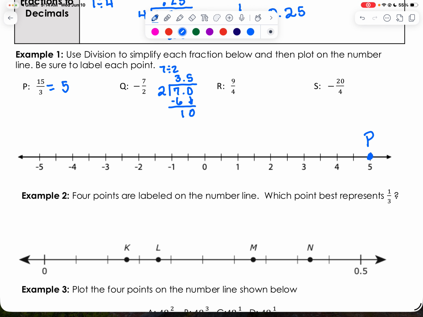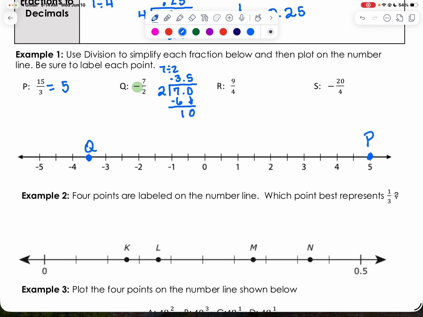Now, here is the time that you're going to think about this negative. So I'm going to put the negative on there. Negative 7 over 2 is the same thing as negative 3.5. So when I plot that, I'm going to go to the negative 3, and then halfway in between the negative 3 and the negative 4 would be point Q, negative 7 over 2.